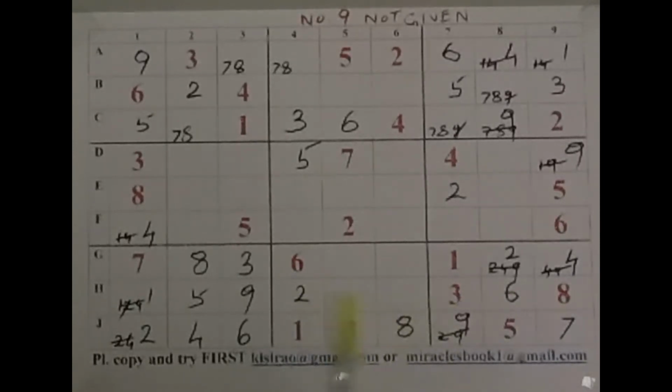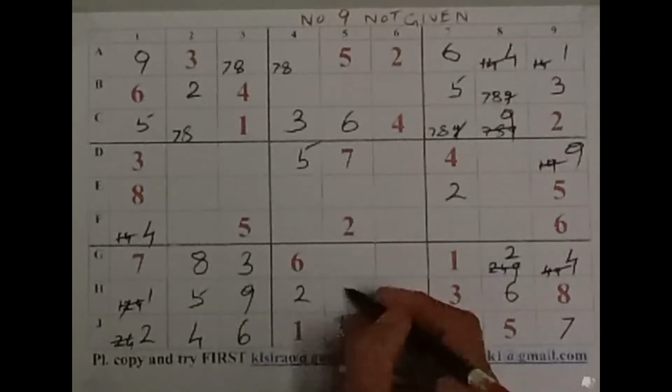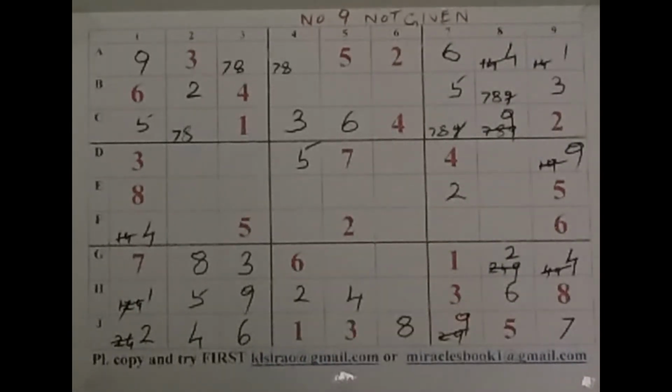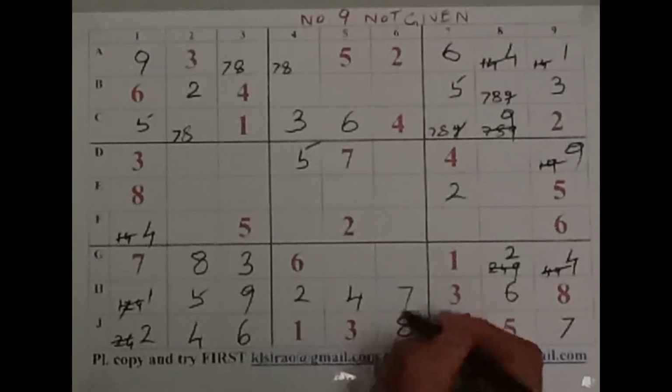Now, what about these 2 places in this row? We require, we have 1 there, 2 there, 3 there, 4 and 7. You have our 4 there, so we can assign 4 here and 7 here.